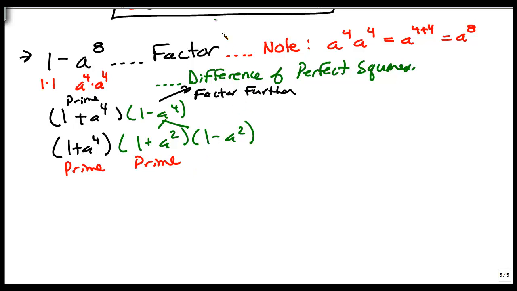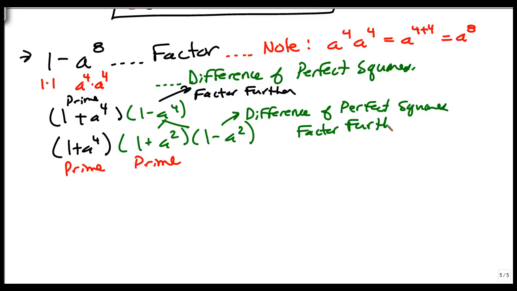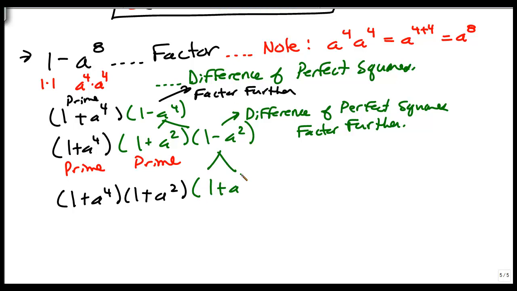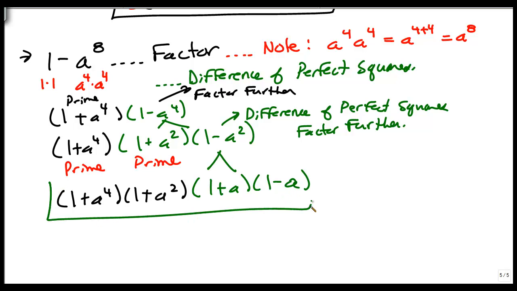Now this one is still the difference of perfect squares. And then, of course, we need to factor further. Okay, so drag everything else along. 1 plus a to the 4th, 1 plus a squared. Now, 1 minus a squared is going to factor into 1 plus a, 1 minus a, conjugates, and this is my final solution.